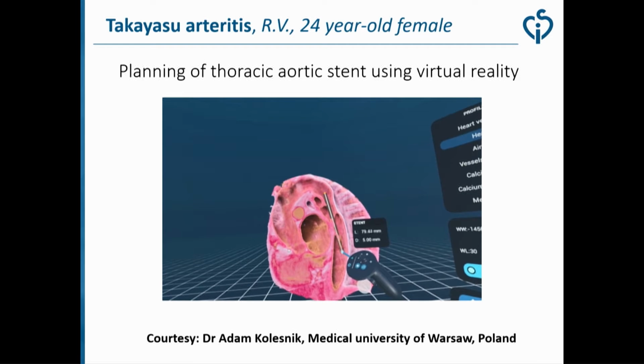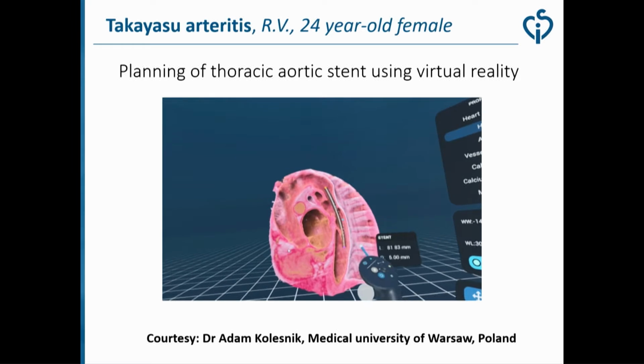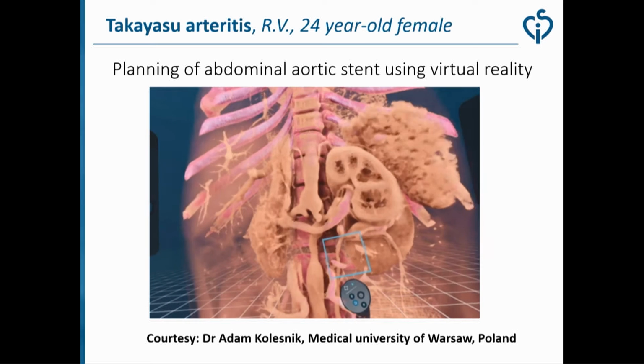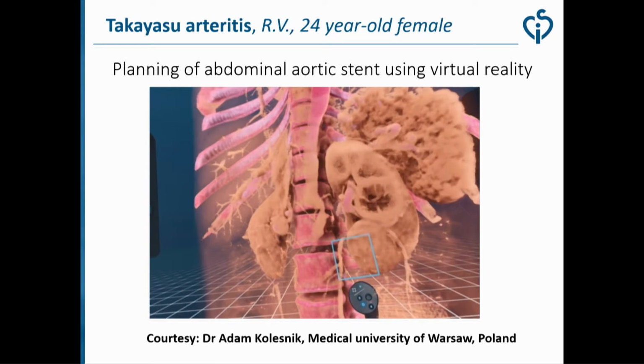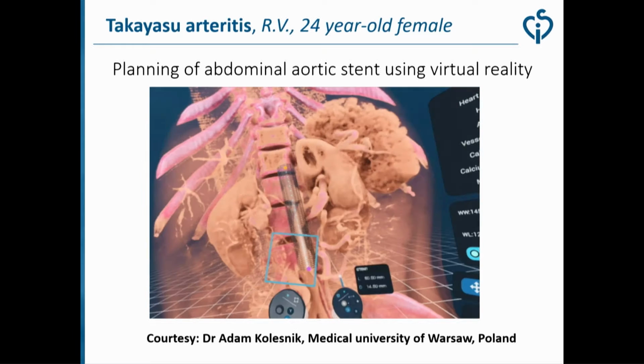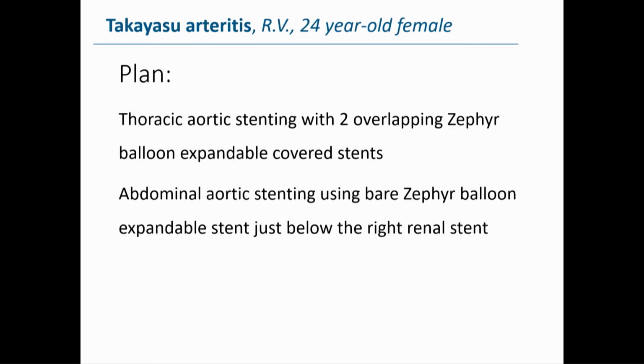Using VR, what was the size discrepancy this time? The stent required was quite long, and the diameter measured around 16 to 18 millimeters. This is a reconstruction of the abdominal aorta, which shows quite well the origin of the left renal artery, which is originating below the starting of the narrowest segment. So our plan here is to address the thoracic aorta with stents, 2 overlapping Zephyr balloon expandable covered stents, and the abdominal aorta using a bare Zephyr balloon expandable stent just below the right renal stent.